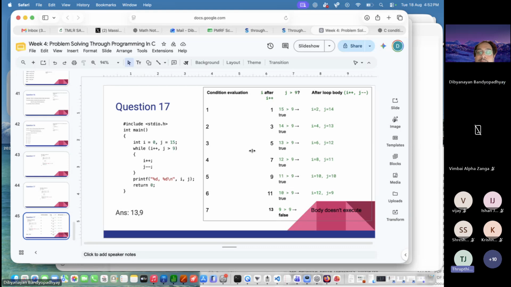Sir, in this case, while i plus plus, comma j greater than 9 is there, no? So i plus plus would be evaluated, but it will not be checked in the while condition. Is it like that? Exactly. So basically i plus plus is not being ignored. It gets evaluated, but at the time of checking the condition, we only take the extreme right hand side. Correct. Okay, sir, thank you.